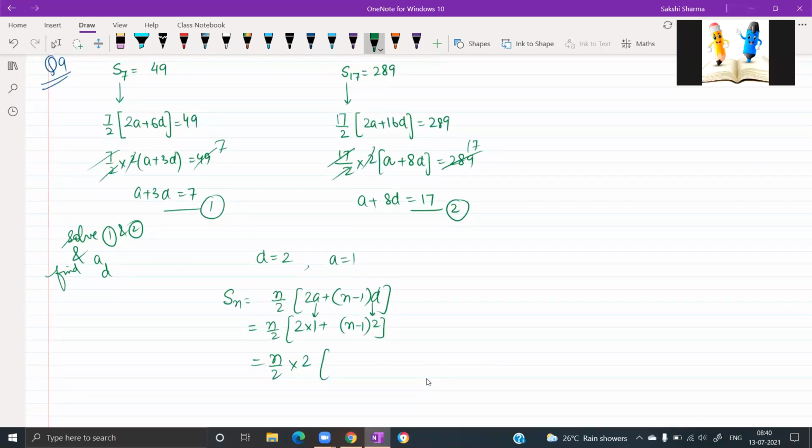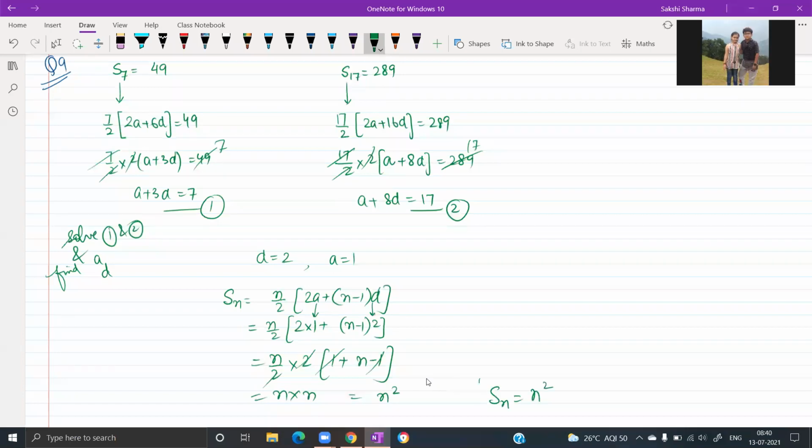N square. Does this agree with what's given to you? Please check. Does this agree with what was given to you? Sum of first 7 terms, the answer was 7 square. The sum of first 17 terms, it was 17 square.